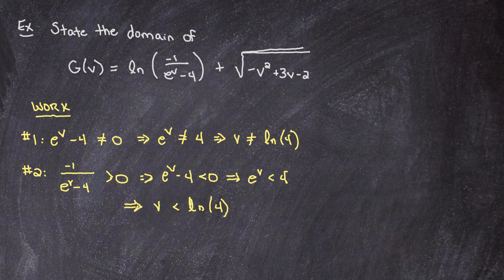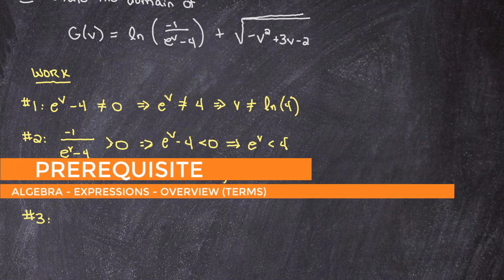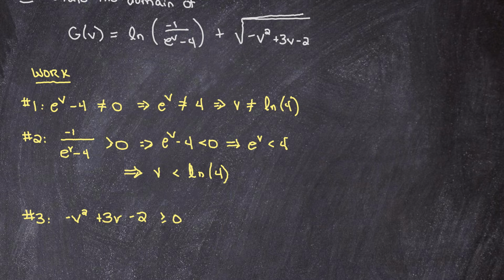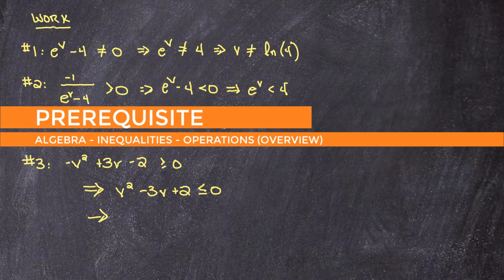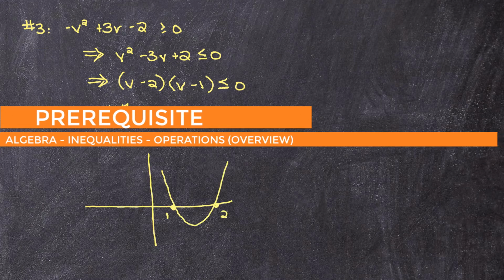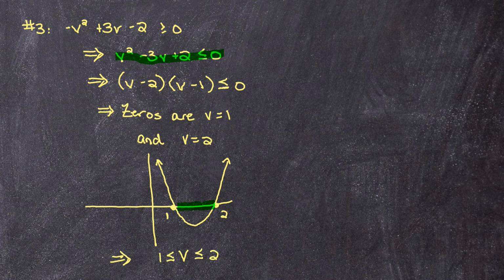And finally, moving over to the second term in this summation, we have the square root of that quadratic function. And again, because it's an even radical, we know that the argument must be greater than or equal to 0. I just multiply both sides by negative, and I use my quadratic inequality solution style to arrive at the fact that v must be between 1 and 2 inclusive.